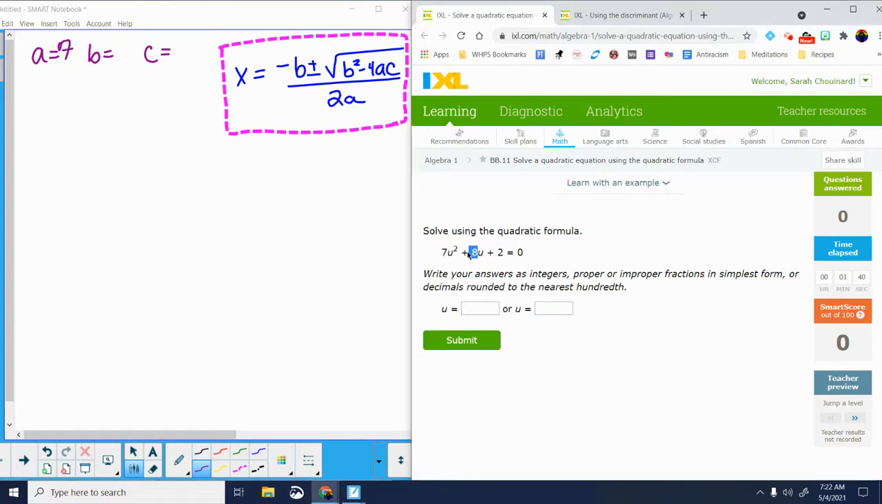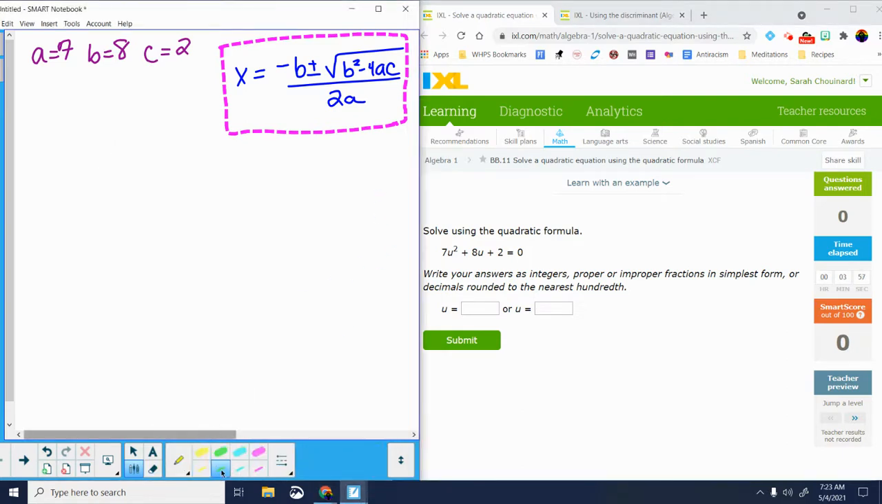B is the number in front of the non-squared variable, or the linear variable. And C is the constant. Now, because all of these have plus signs and are positive, I didn't have to put a negative sign with any of these. So once I have that information, I'm going to plug A into the quadratic formula wherever I see A as the variable. I'm going to take B and plug it in wherever I see B. And then I'm going to take C and plug it in where I see C.